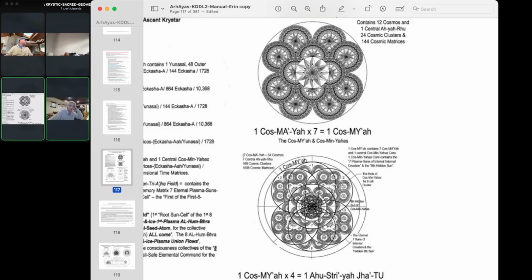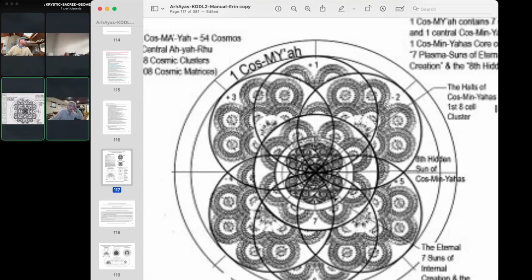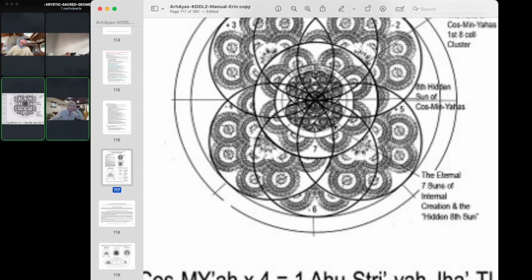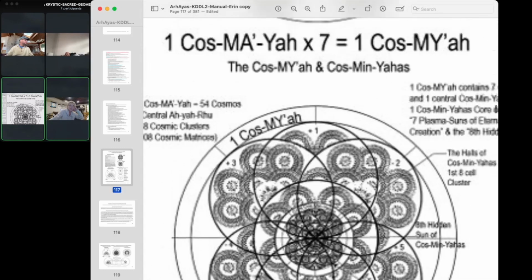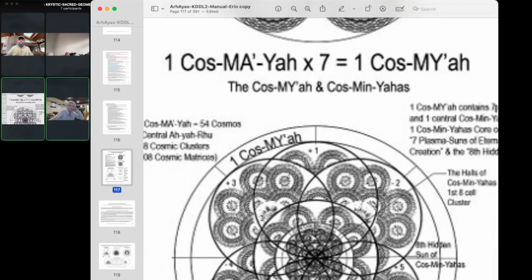Let me zoom in. We have 1, this is number 1 up here, then 2 and 3. I hope you can see my cursor. And then on the bottom we have 4, 5, and 6. 7 is the one in the middle, and then 8 is the big one all around it, and the small one at the center, at the very core there. So that's why we call it the 7+1 sons. It's 7 Cos-My-yah. 1 Cos-My-yah times 7 equals 1 Cos-My-yah.